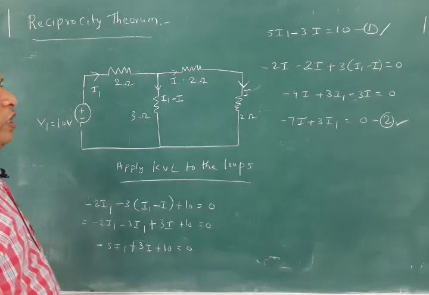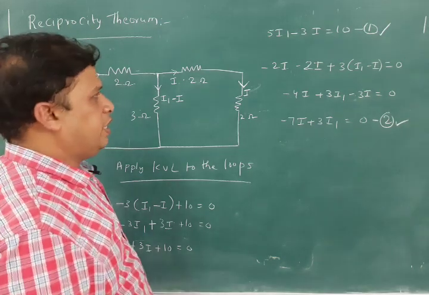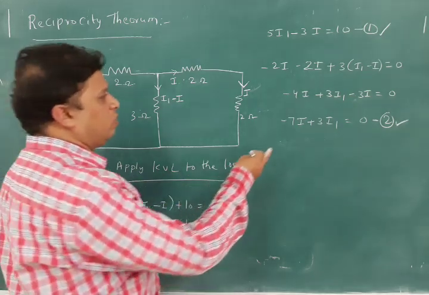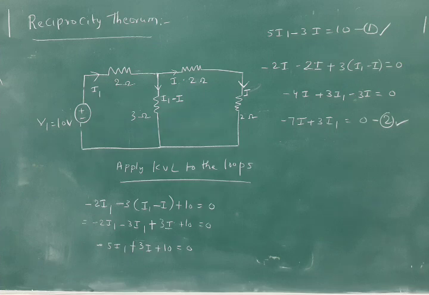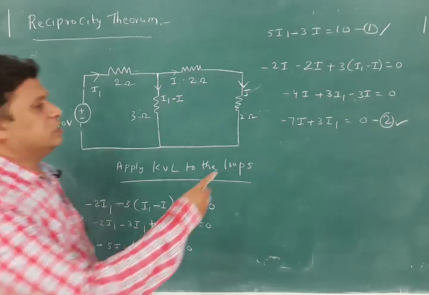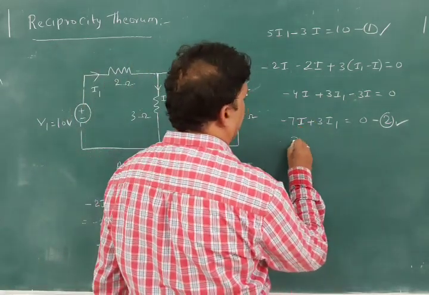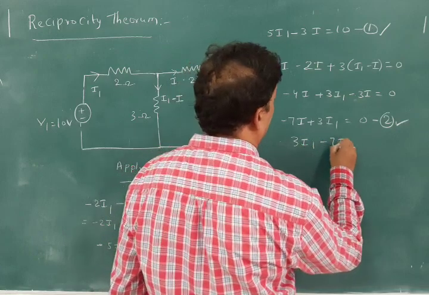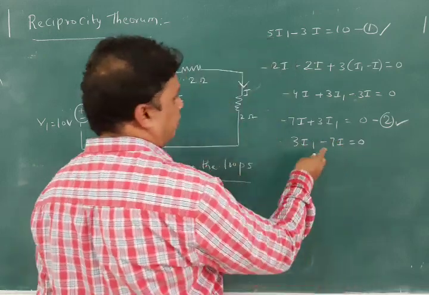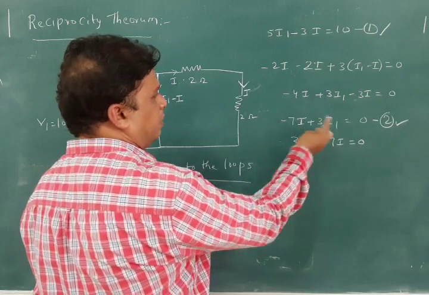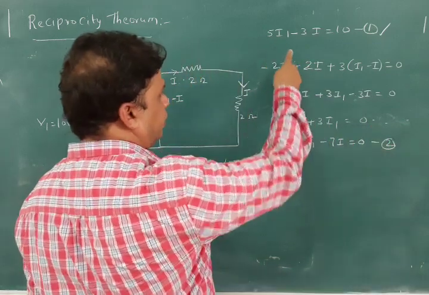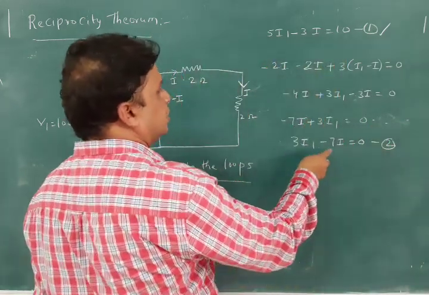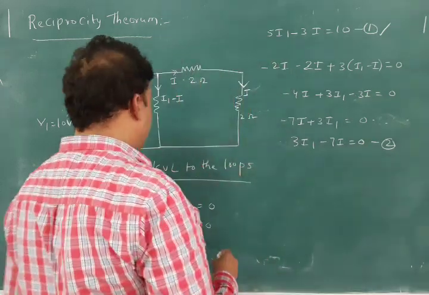From this we have got two equations, and we can find the value of I. As we know the voltage already, now we will find the value of I1. Now we have to find the determinant of these equations. You can write 3I1 minus 7I is equal to 0; it will not change anything, you are just shifting I1 to this side and minus 7I to that side. This is also the second equation. Now we will find the determinant.